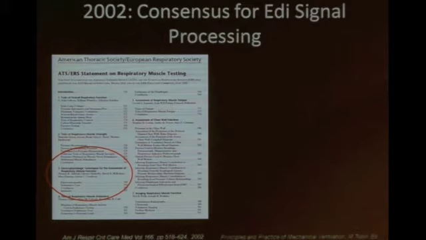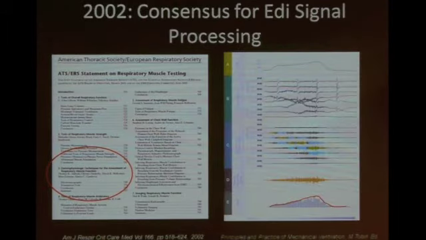Just wanted to remind everybody that the method for signal processing was published in a consensus document in 2002 in the Blue Journal. And for those of you who are brave enough to read all the details of the signal processing, you'll find it here. And just to briefly take you through some of the steps, this is data taken from a healthy subject who is doing 1 inspiration from FRC to TLC.